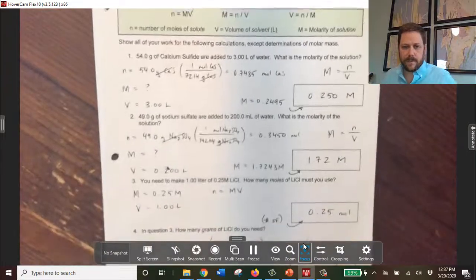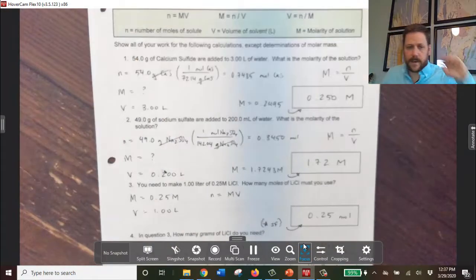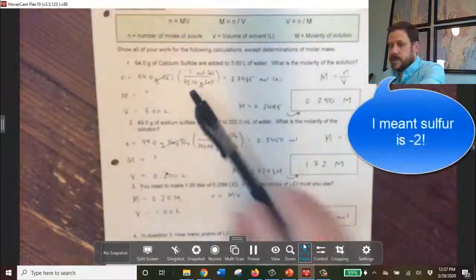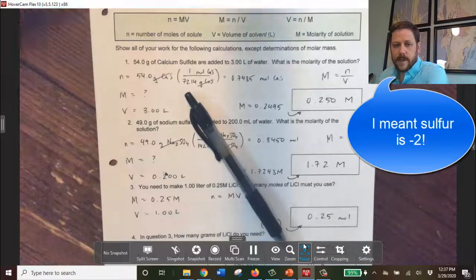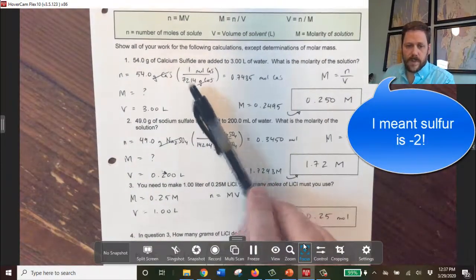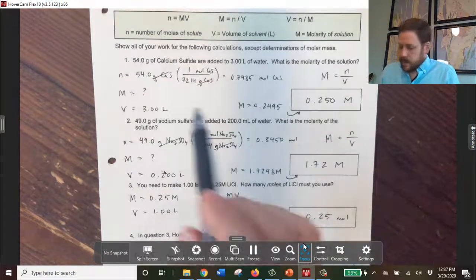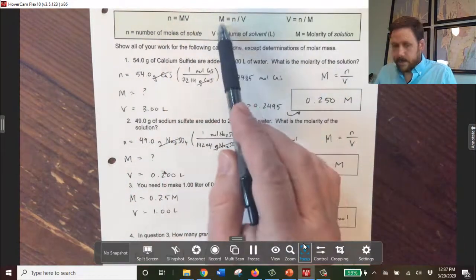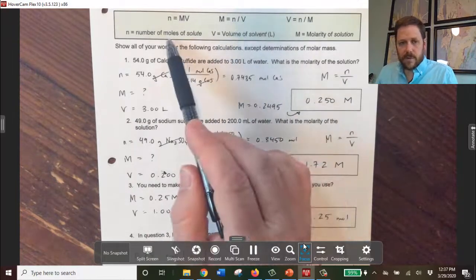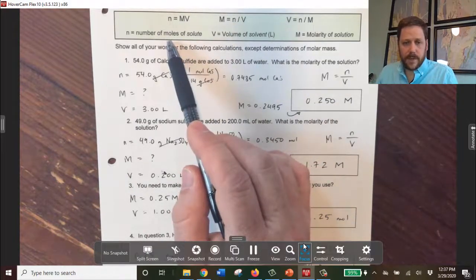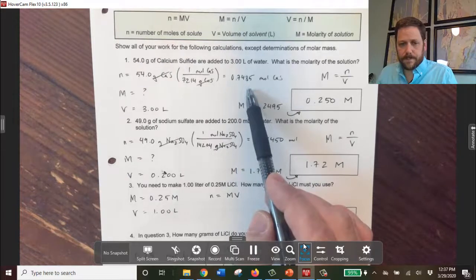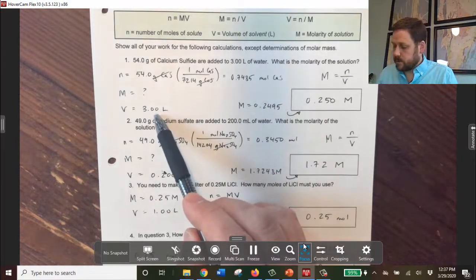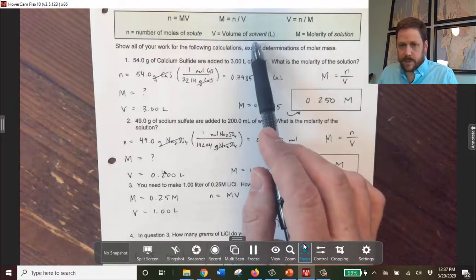So calcium sulfide, of course, calcium is a +2 cation, sulfur is a -2 anion, so in order to get 72.14 as the molar mass, you'll need to have that formula right. Notice that when we use this formula, n equals MV or M equals n over V, the number of moles, n, must be in moles, not grams. So I've done a conversion here. And then I've divided by the volume in liters. The volume must be in liters.